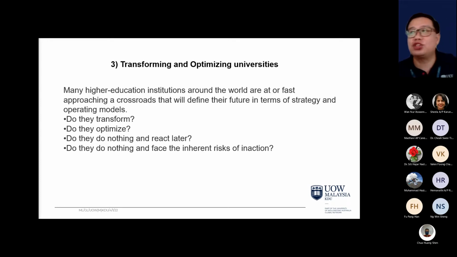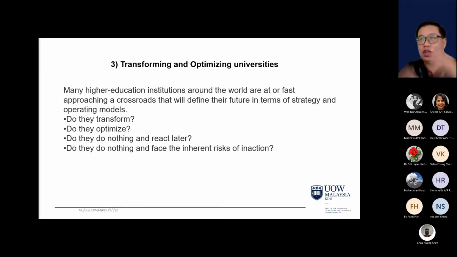Many higher education institutions around the world are at or fast approaching a crossroads that will define their future in terms of strategy and operating models. This is a fact. Universities like us have already reached a crossroads. Where are we going to go? Where do we put our resources? No point having 5 lecturers in a school that has only 2 students. This is called a crossroads. A crossroads happens where a decision needs to be made on where we are heading.